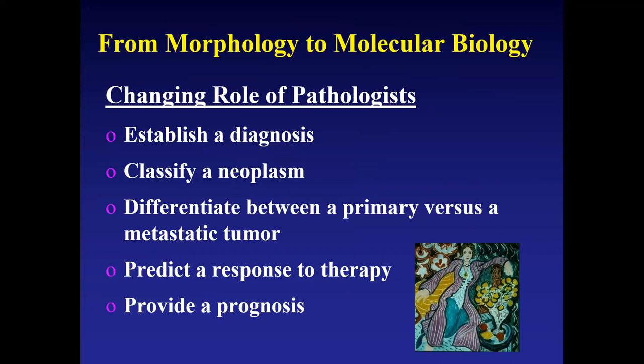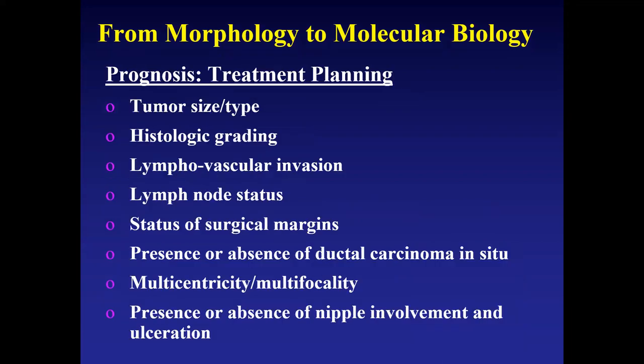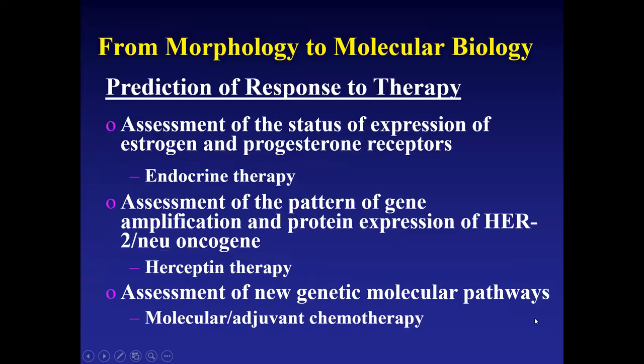Now, therefore, there's a changing role of pathologists. Right now, we not only have to establish a diagnosis, we need to classify a neoplasm, differentiate between a primary versus a metastatic tumor, predict a response to therapy, and provide a prognosis. What is expected of us in breast pathology reporting is to include all of these components in our report: tumor size and type, histologic grading, lymphovascular invasion, lymph node status, the status of surgical margins, presence or absence of ductal carcinoma in situ, multicentricity, multifocality, and presence or absence of nipple involvement and ulceration. That is a given process that is required of us.